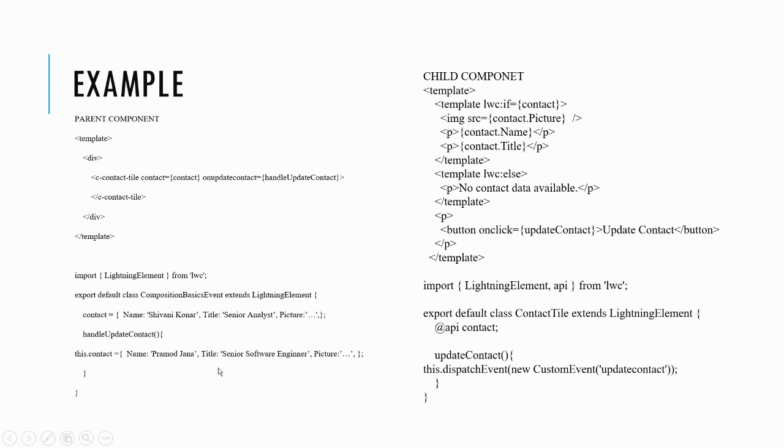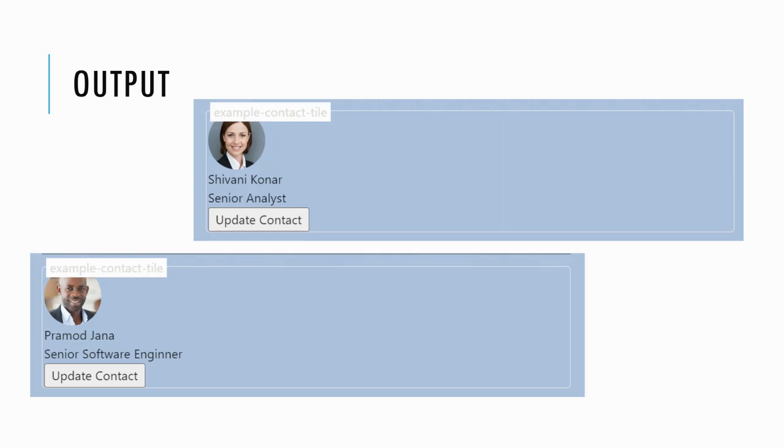And in this, we are simply updating the contact value with new parameters. Since our LWC is reactive by nature, when this value is updated, the same value will be passed at runtime and the value will change dynamically over here. So this is the generic data flow, or how the data dispatching happens from child to parent. So here is the output, how it will look.